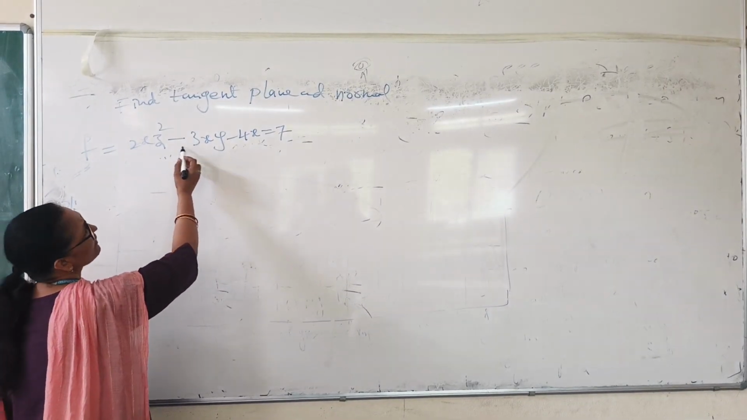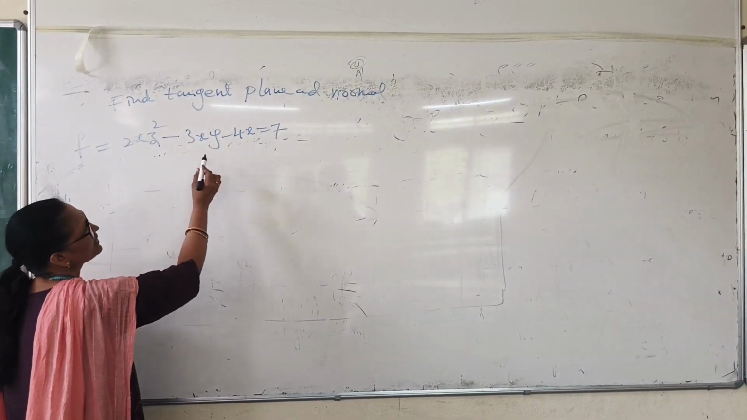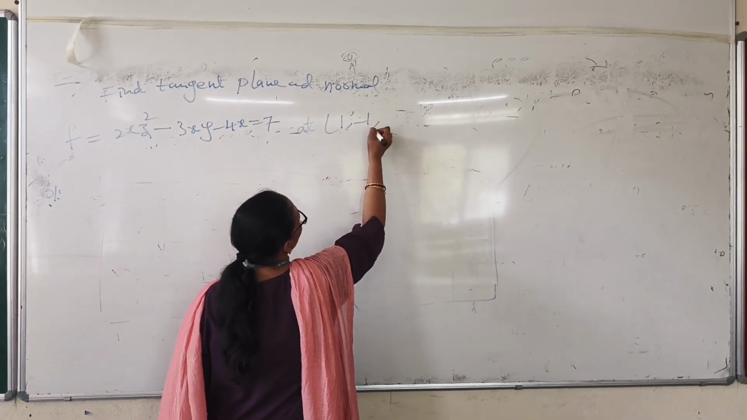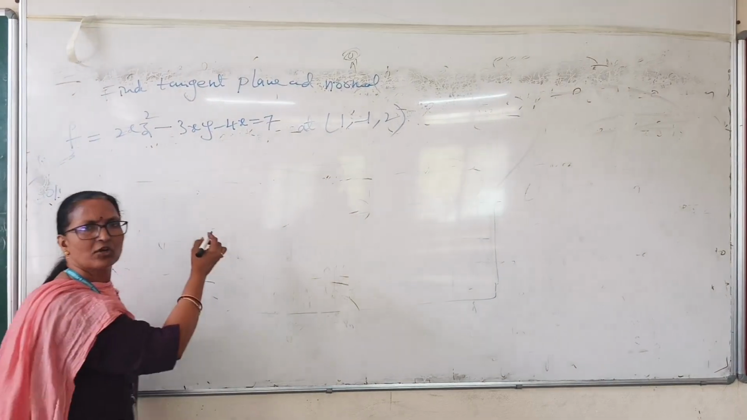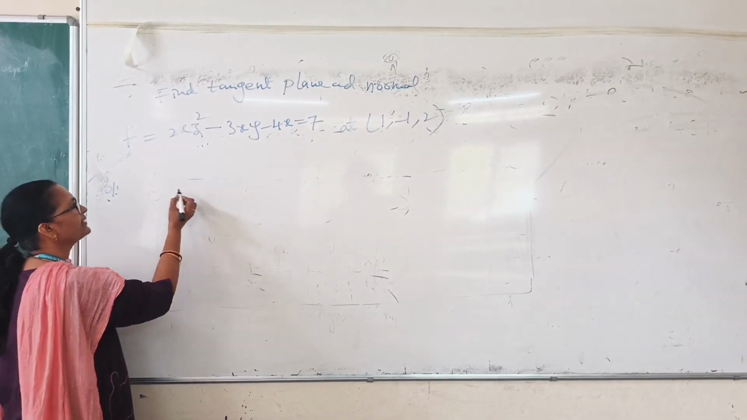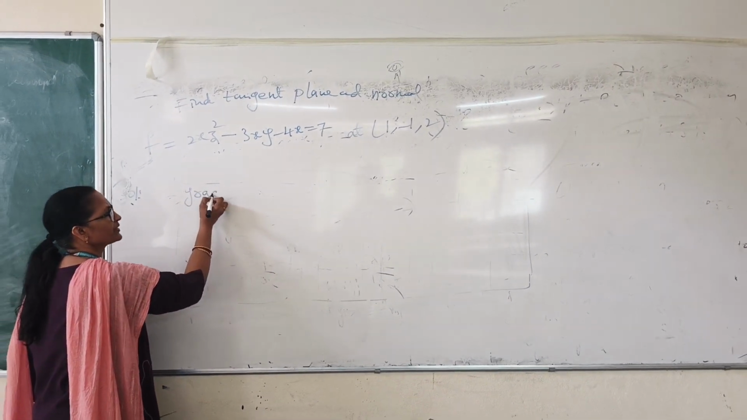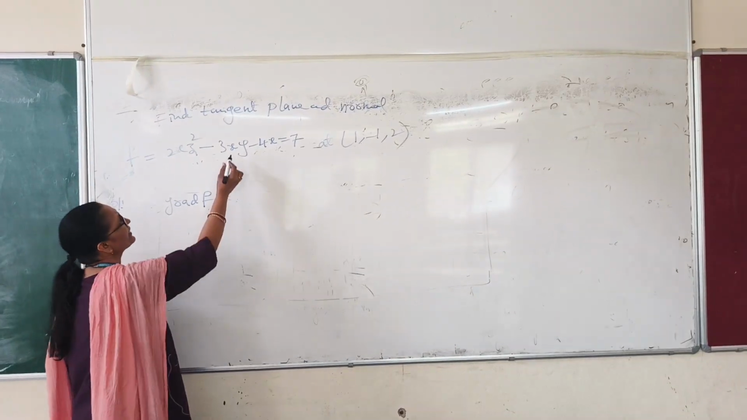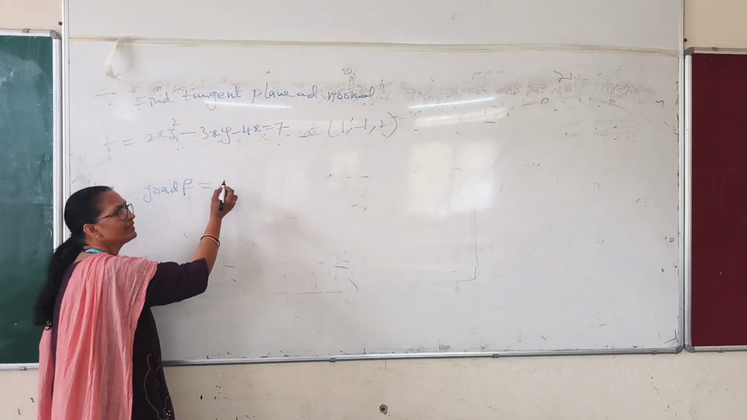So just find the equation of tangent plane and normal to the surface at the given point (1, -1, 2). So what is the normal to the surface? Always we find the gradient for the normal to the surface. Gradient is normal to the surface. So for the given surface, let us apply the gradient, that is del A.